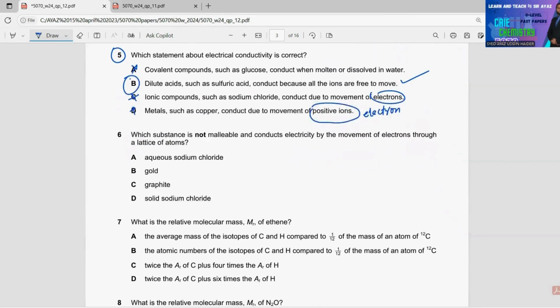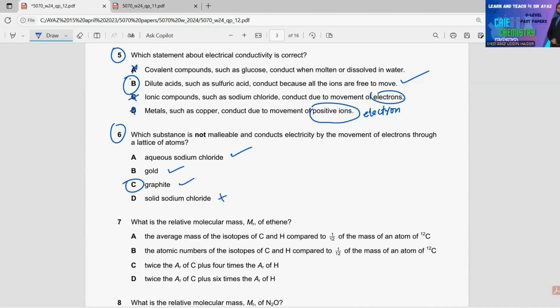Next MCQ, which is number 6. Which substance is not malleable and conducts electricity by the movement of electrons through a lattice of atoms? This one is very easy. C must be the right answer. The reason is that sodium chloride conducts electricity, gold conducts electricity, graphite also conducts electricity.